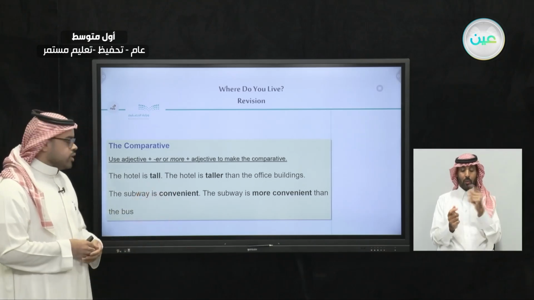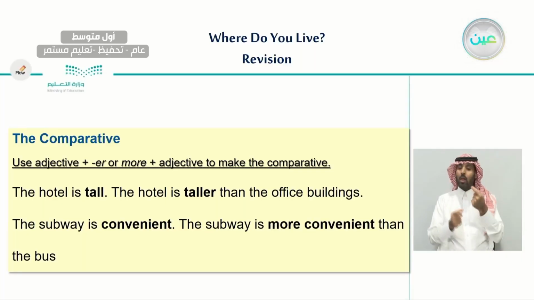Like the example we have here: the hotel is tall. The hotel is taller than the office building. So here we compare two things, the hotel and the office building. And since we are comparing two things, we use er plus than, because this is a short adjective, a one-syllable adjective.